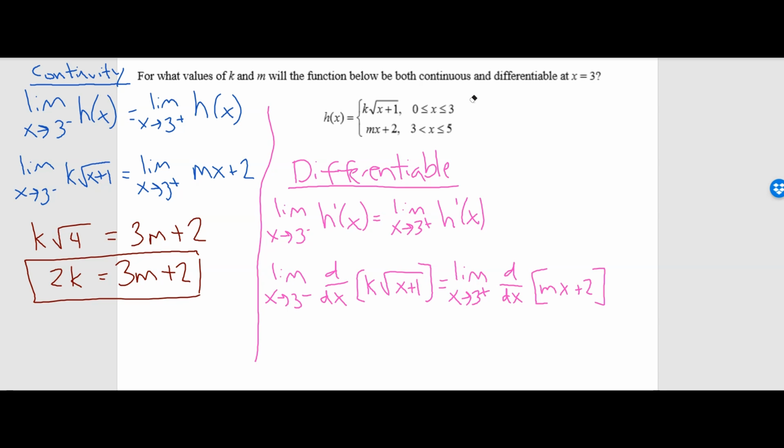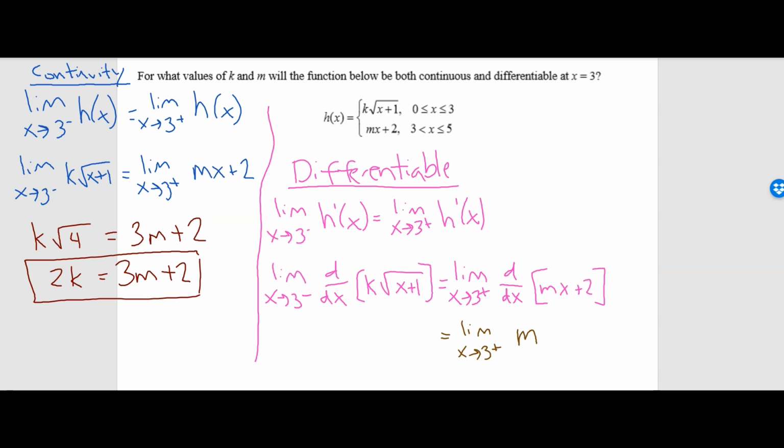Thus, I'll do the right-hand side first because that's a little easier. We get the limit as x approaches 3 from the positive side. The derivative here is just going to be m, right? You could think of if we had 5x plus 2, the derivative would be 5. If we had 4x plus 2, the derivative would be 4. We have mx plus 2, so the derivative is equal to m.